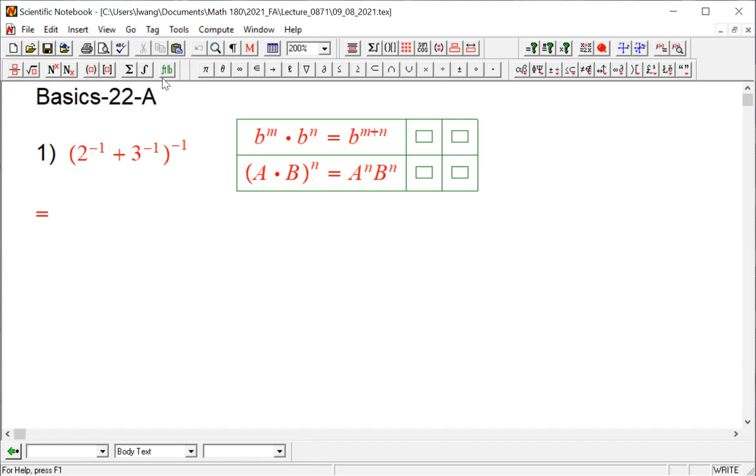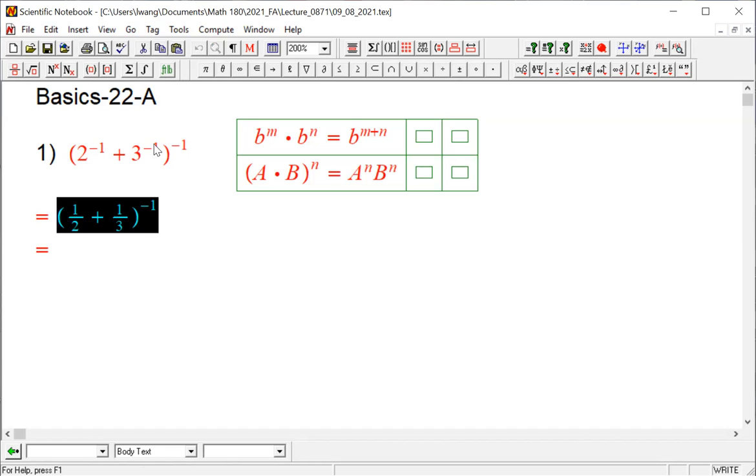What can we do? The only way we can do it is that we have to do it from inside out. So from inside we have half. That's 2 to the power negative 1. You got it? Yeah, that's what I put. I put 1/2 and then I put 1/3. Perfect.